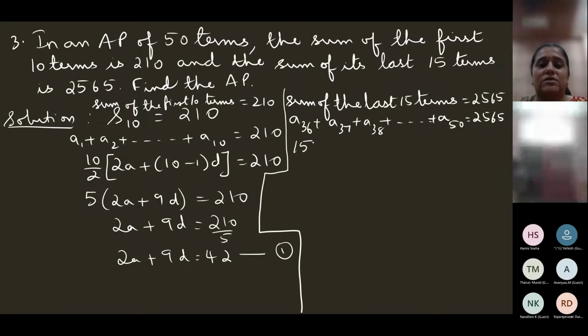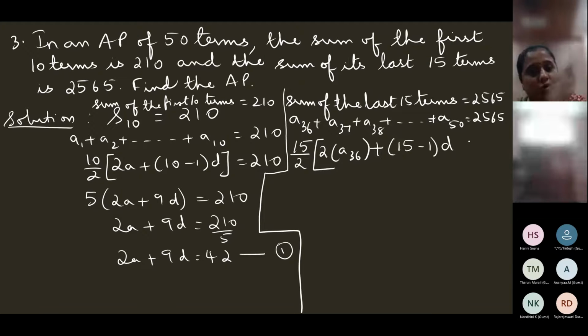15 terms by 2, n by 2 of 2a. 2 into, which is the first term here? A36. Which is the first term here? A36 plus n minus 1. We are adding 15 terms minus 1 into D. D is the same throughout the AP. Throughout the AP, there is only one D. Equal to 2565. That's all. Yeah, please start working.